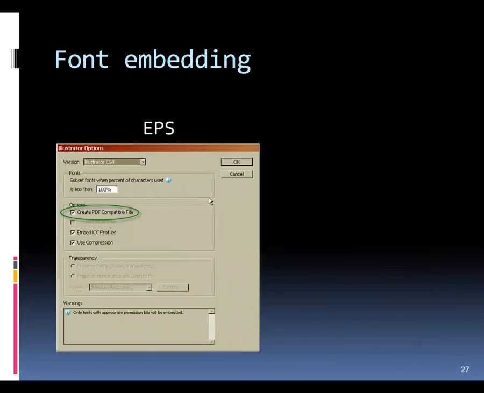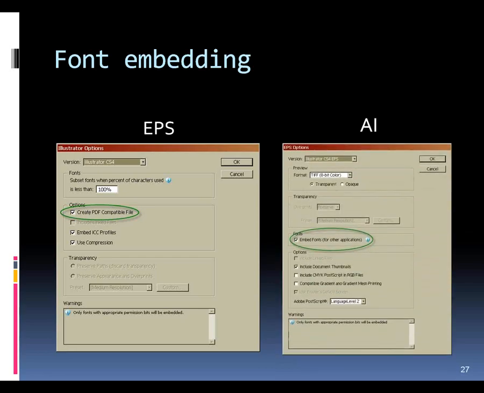So how do you do that? If you're doing an EPS, the key thing in Illustrator creating an EPS is to check this little box that says create PDF compatible file. You might not know it, but that actually will embed the fonts. If you're saving as native AI, there is an actual box that says embed the fonts for other applications. And what that means is it will actually store the font within the file. So if the person processing the file, in this case DJS, doesn't actually have the font, they'll be able to use the font that's in the file itself.